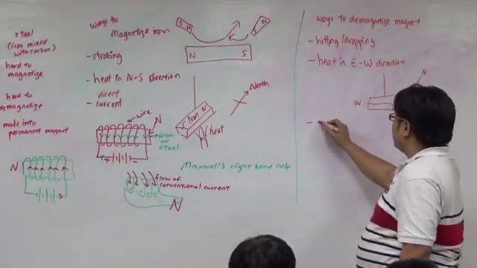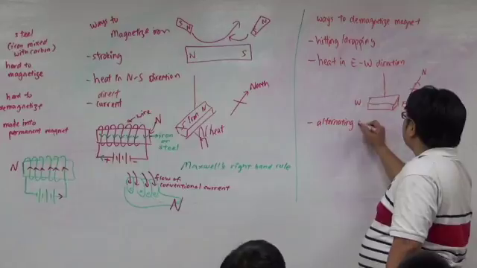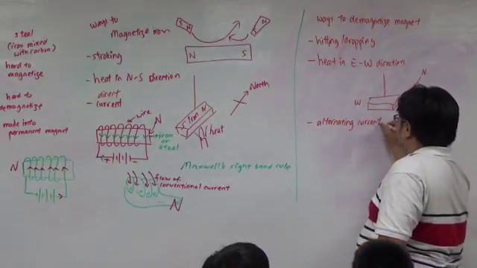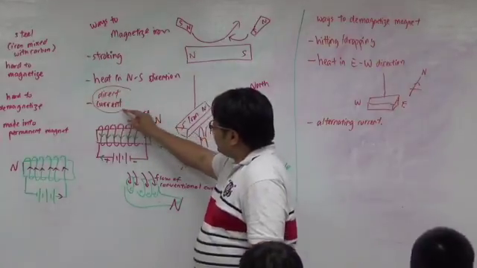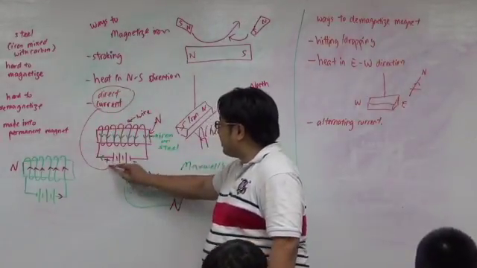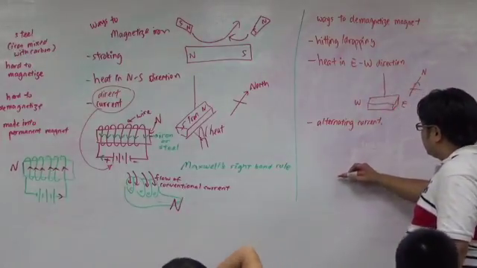We use alternating current. Go to the wall, east and west side, and then keep it. When you use a battery, it is a direct current. If you use a battery, it is a direct current. So this is how it works.